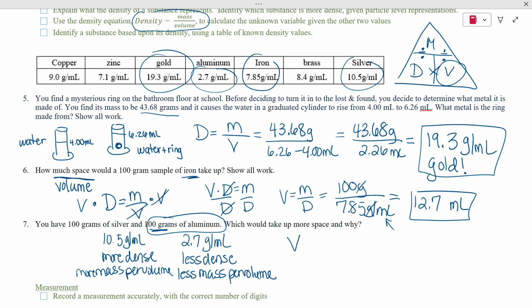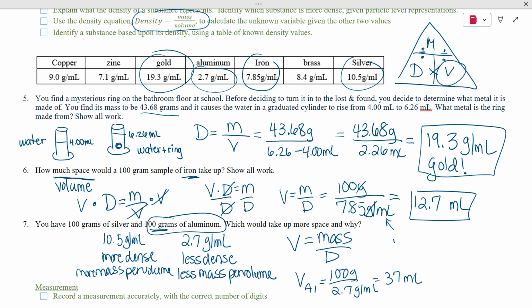So the volume is the mass over the density. So the volume of aluminum would be the mass of aluminum, 100 grams, divided by the density of aluminum. If you plug that in, 100 divided by 2.7, that would take up 37 milliliters.